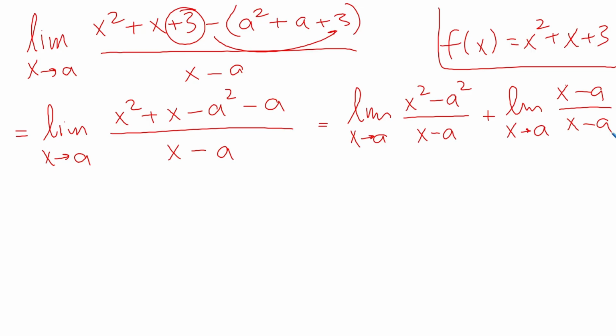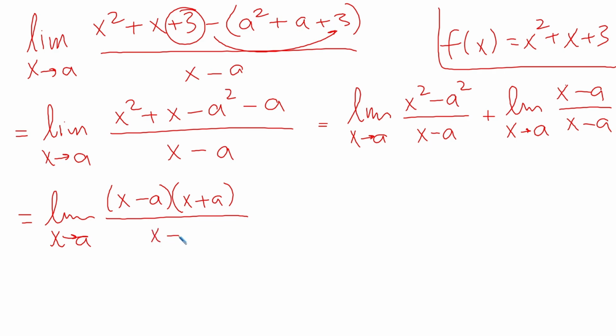And then on the other side, I've just got x minus a over x minus a, which I know should simplify down to 1. So if I factor x squared minus a squared, I get x minus a, x plus a over x minus a. And then the other limit just becomes a limit as x approaches a of 1, because x minus a over x minus a just gives you 1.